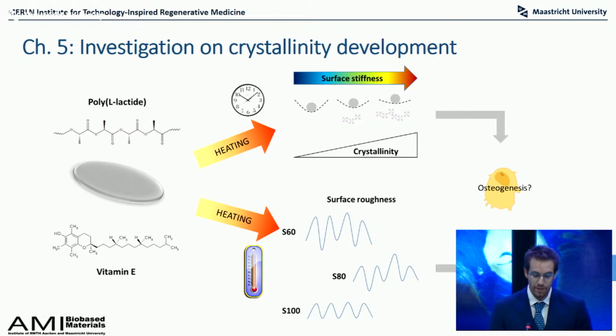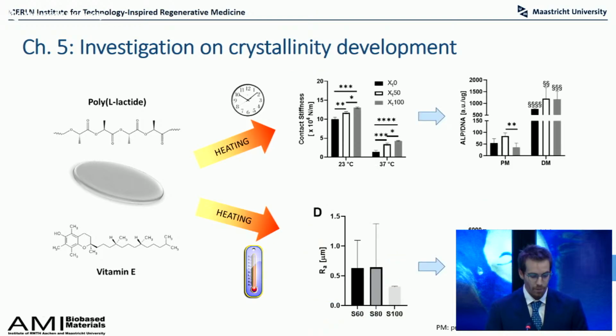Considering that surface stiffness and roughness are strongly intertwined via the formation of crystals, we developed a strategy to separate the two properties. We included a plasticizer, vitamin E, in our main material, and we applied thermal histories typical of the 3D printing process to films made with this blend. We managed therefore to obtain two types of films.